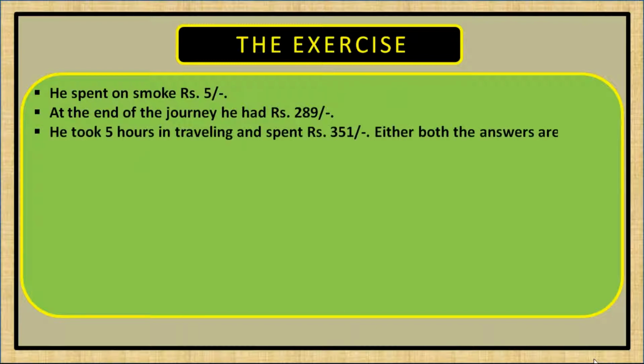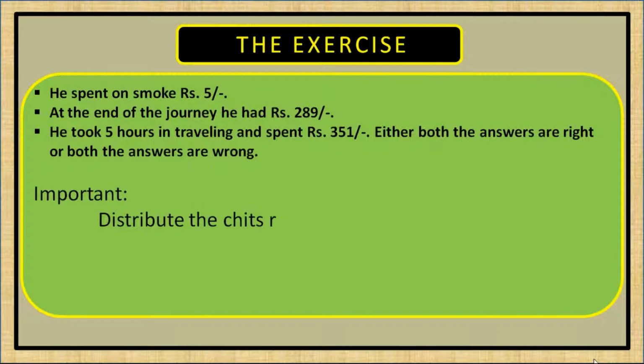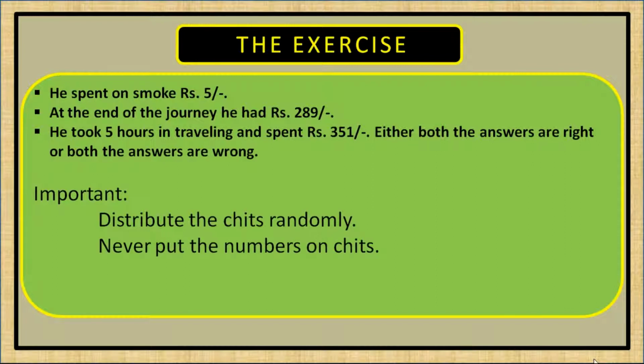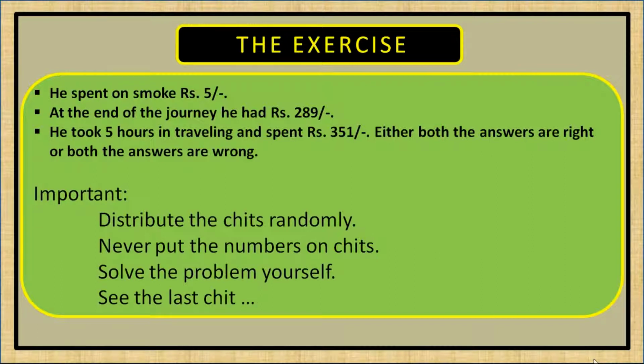He took 5 hours in travelling and spent rupees 351. Either both the answers are right or both the answers are wrong. Please remember that sheets are distributed randomly and not in this order. Never put the numbers on sheets. Solve the problem yourself. Now see the last sheet. The last sheet is very critical.